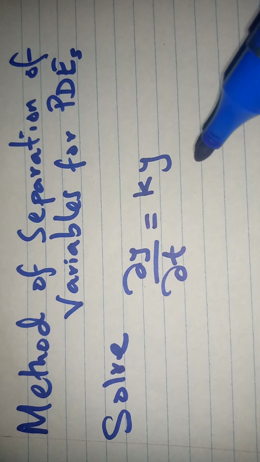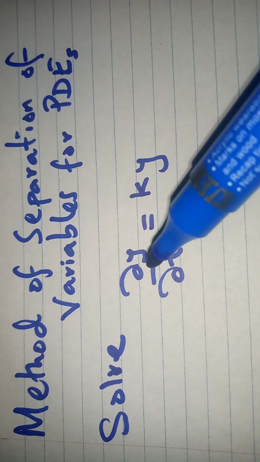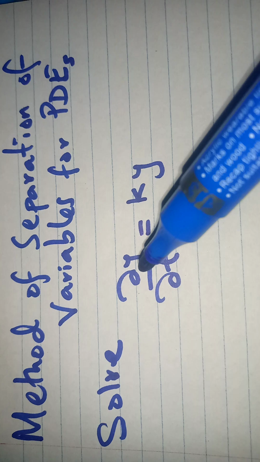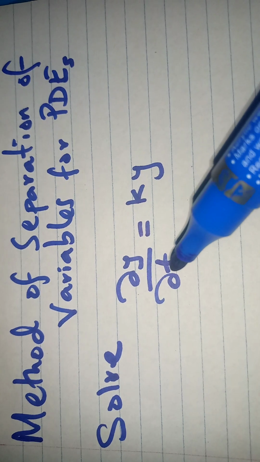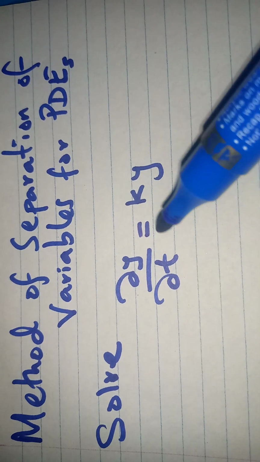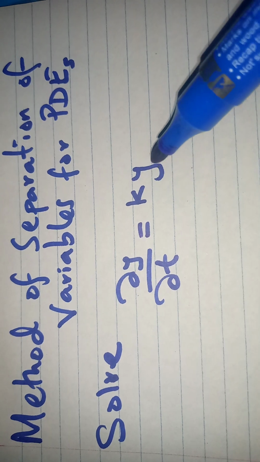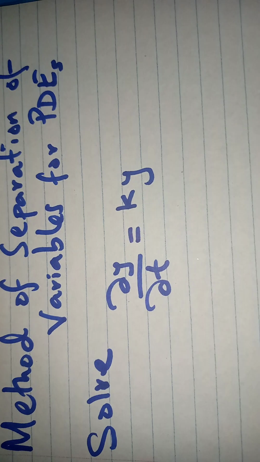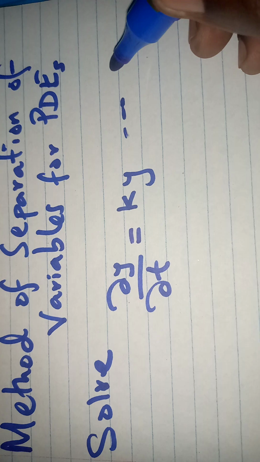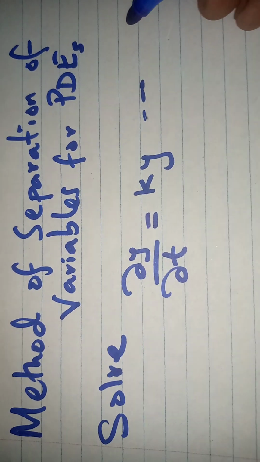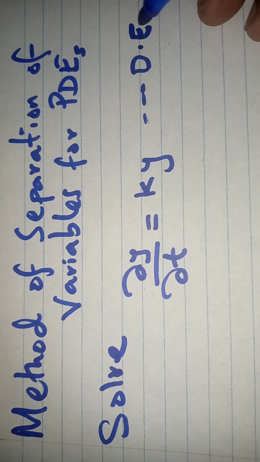Okay, to my question, we want to solve partial y over partial t is equal to ky. So this is a differential equation of the first order.